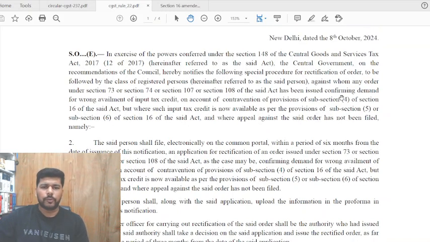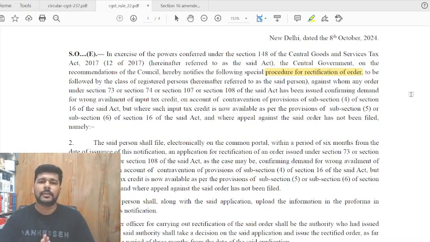Now what it says is that by virtue of the provisions of section 148, under which this entire amendment was placed, on the recommendation of the council it hereby notifies the following special procedure for rectification of order. Now here what they are trying to say is, if there were any orders issued under section 73 or 74 or appellate orders 107 or revisionary orders 108 के अंदर कोई भी order issue किया गया था जिसमें आपका input tax credit deny किया है on the grounds of 16 subsection 4. So only in this specific scenario where your credit was denied under 16 subsection 4, and if there is some order which has been passed under section 73 or section 74 or section 107 or 108, then the input tax credit in respect of such transactions will be eligible to you.